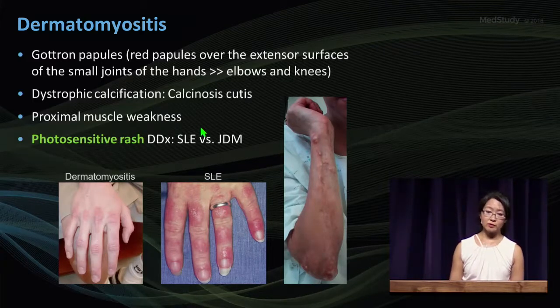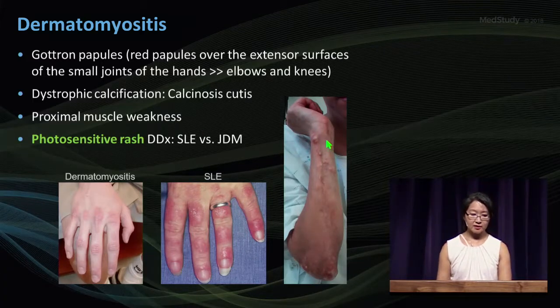Patients can also present with dystrophic calcification, so they can have calcinosis cutis, and these can ulcerate and become very, very painful. I took care of a child, she was about maybe 5 years old, with juvenile dermatomyositis and a lot of cutaneous calcinosis. Her mom can't even hold her because it hurt so much.